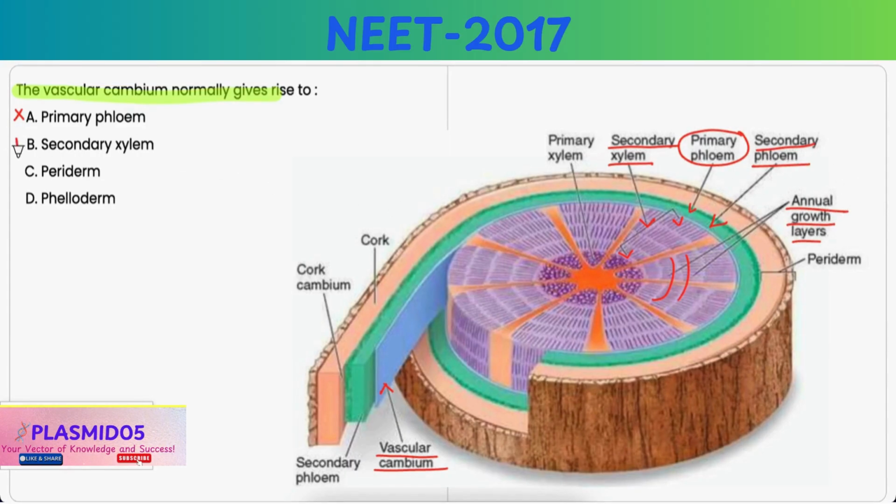Option C, periderm. It is incorrect because periderm is a part of the protective tissue that is formed during secondary growth, but it is produced by the cork cambium, that is phellogen, and not the vascular cambium. Option D, phelloderm. It is also incorrect because phelloderm is a tissue that is produced by the phellogen and not the vascular cambium.